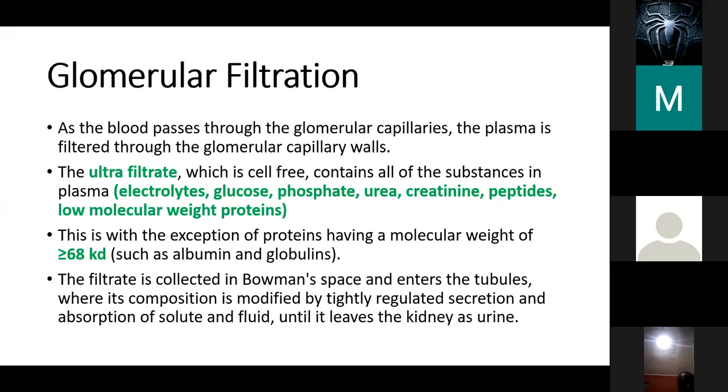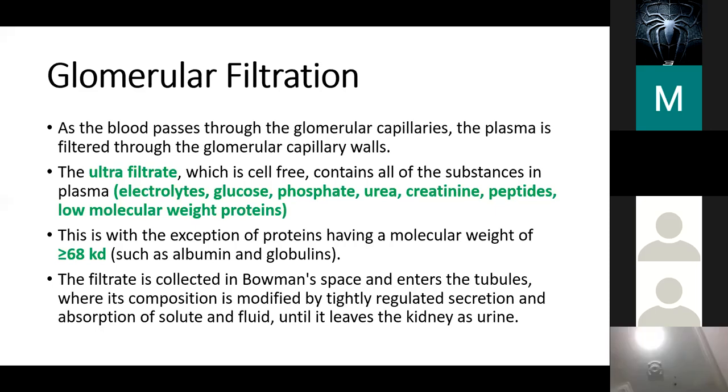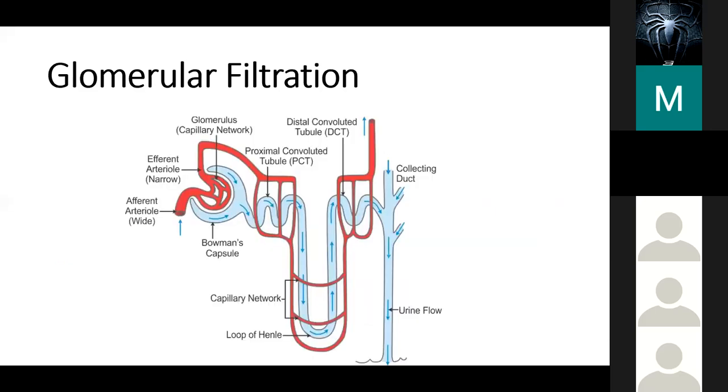Peptides and then proteins which are of low molecular weight. When it collects, the filtrate will collect in the Bowman's space, and then it goes into the tubules, the proximal convoluted tubule and the distal convoluted tubule. In these two tubules plus the loop of Henle, solutes are added or taken out, and then finally it leaves the kidney as urine through the collecting duct.